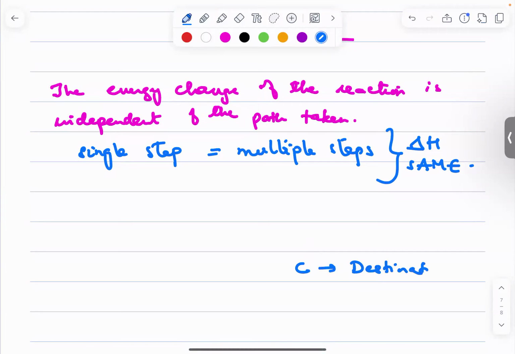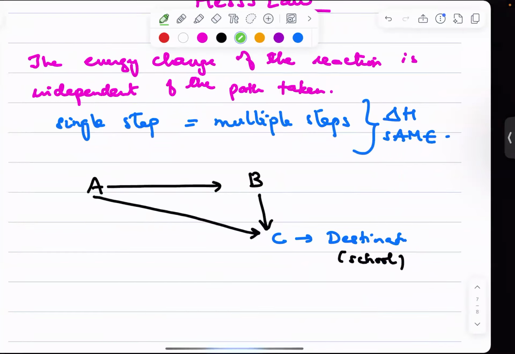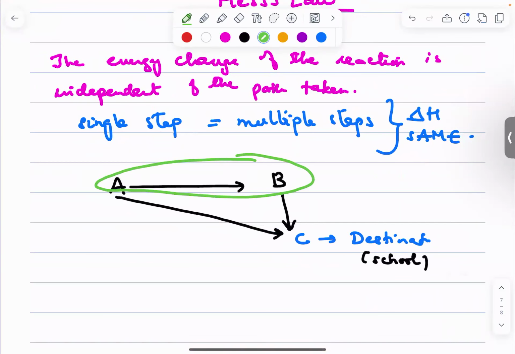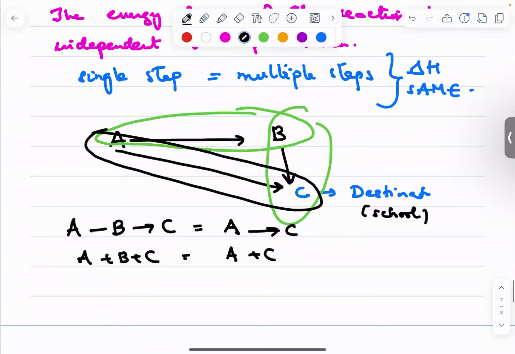This is your destination. Now let's suppose you want to reach point C. Let's suppose it's a school or college, right? One student first goes from A to B and then he goes from B to C. Another student goes directly from A to C. So in both the cases, the energy change remains the same. Now, Hess's law says that the energy change when you go from A to B and then from B to C would be the same if you go directly from A to C. So A to B and then B to C is equal to A to C. This is called Hess's law.